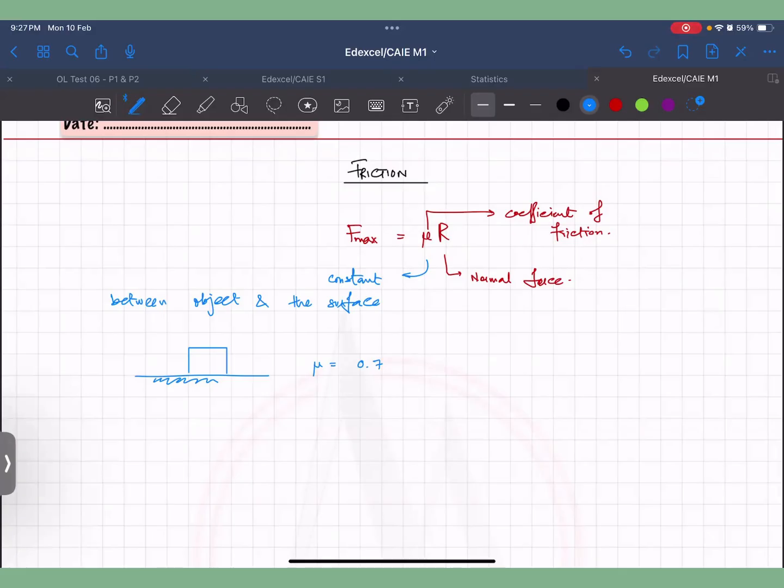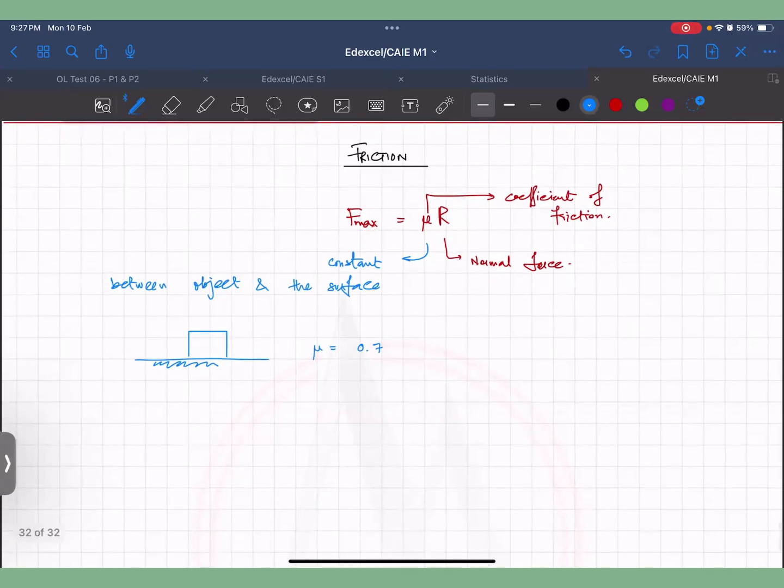So this mu can vary from question to question. We don't go into the detail of the physics behind mu. This is just a constant which we will use or we will find, and that's it. This is just the coefficient of friction. It refers to the roughness: if you have a very rough surface, definitely this mu would be higher. If you have a very smooth surface, then your mu would be very small.